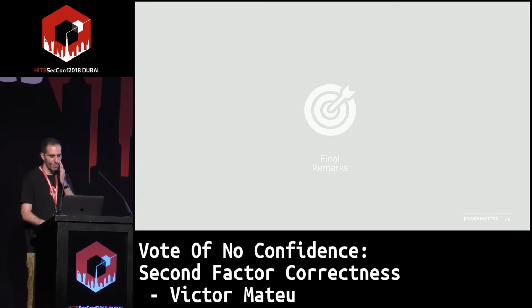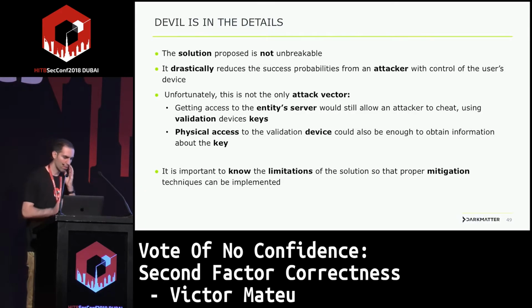Important or final remarks. Well, the most important thing is this second factor correctness, it's not unbreakable. If someone gets access to your device, gets access to the seed, there are different ways to attack it. But what you know for sure is that the attacker may have his success probabilities drastically reduced because he might need way more capabilities to be able to perform an attack.